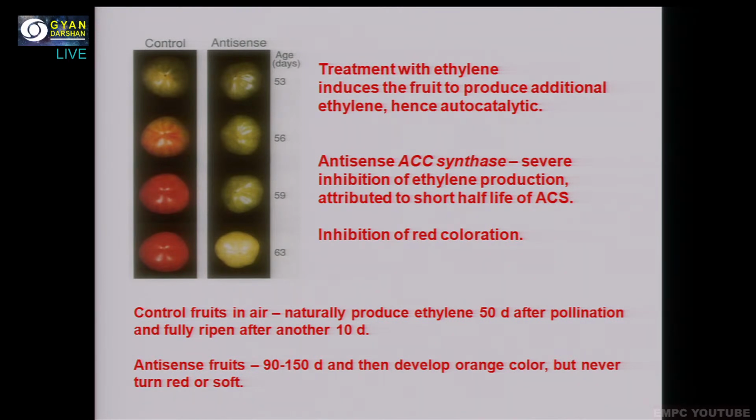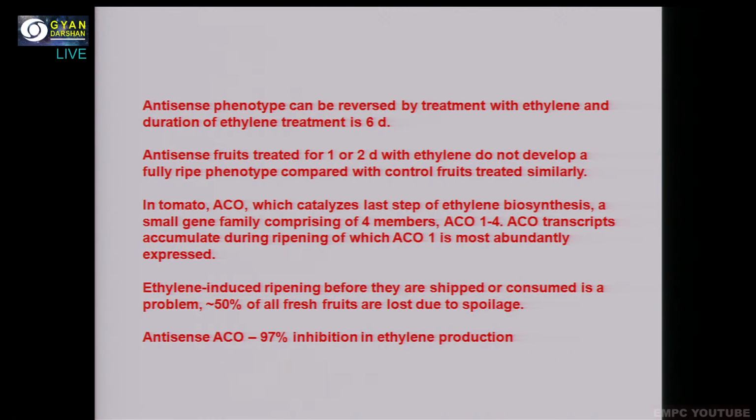Control fruits, if you place them, undergo food spoilage and ripen within a short time, whereas the antisense fruits ripen over a much longer time period. That means the fruits remain healthy and unspoiled for a longer time, and in that way you can increase the shelf life of the fruit. Similarly, for ACC oxidase, people have also made antisense versions of the ACO, that is the oxidase gene, and they have seen that the antisense version of this gene leads to 97% inhibition in ethylene production.